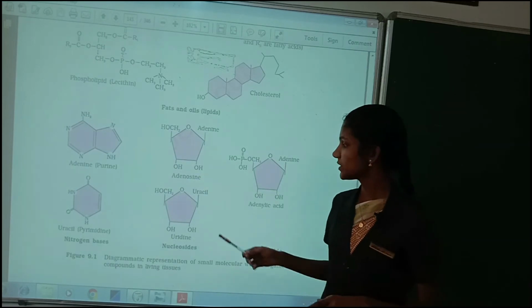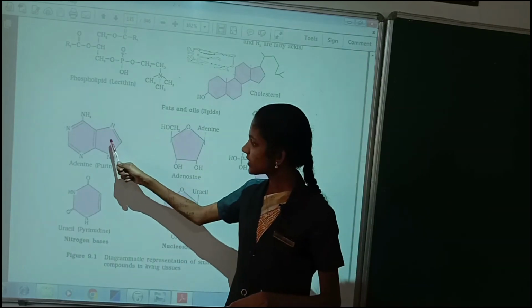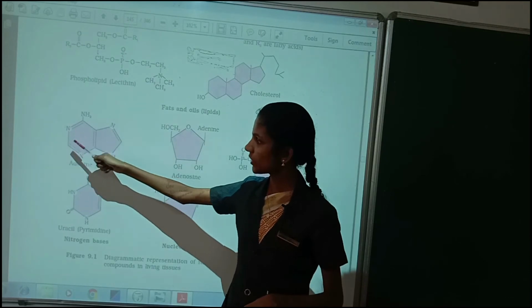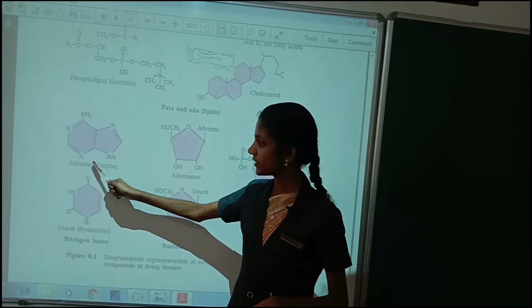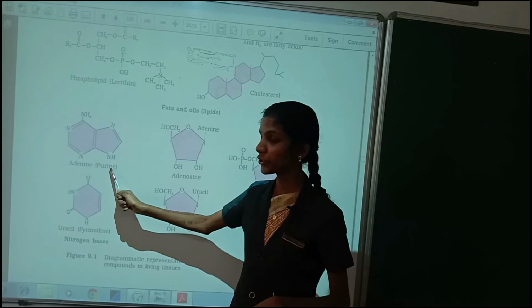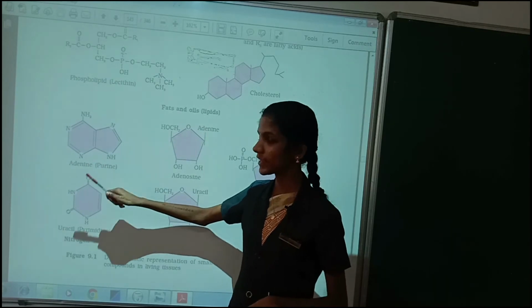Let's study the structure of this nucleotide. Here you can see a nitrogen base. Let us take an example of a nitrogen base. This is adenine. Adenine is a nitrogen base. It will come under the category of purine. Since it comes under the purine category, purine is written there in brackets.